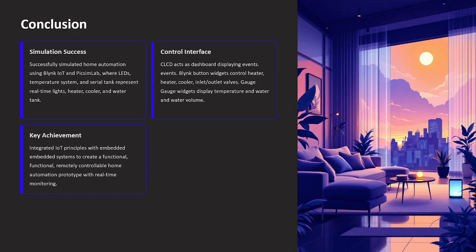And Blynk button widgets control the heater, cooler, inlet and outlet valve, and gauge widgets display temperature and water volume. The key achievement is integrating IoT principles with embedded systems to create a functional, remotely controllable home automation prototype with real-time monitoring. Real-time monitoring means how much volume is there in the tank. We can see it from time to time on the CLCD, and whether the heater or cooler is on or off.